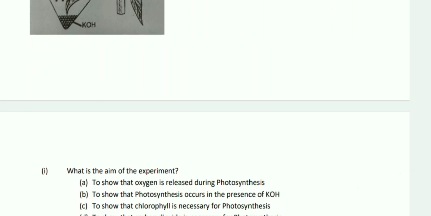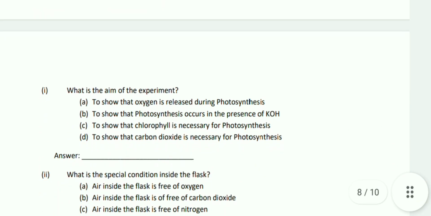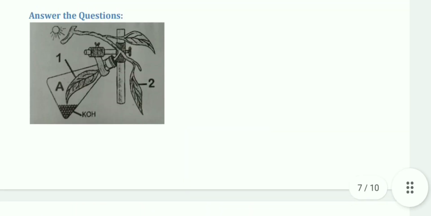Okay, so that is the first question. What is the aim of the experiment? To show that carbon dioxide is necessary for photosynthesis. Option D. So basically what do we do for this experiment? We take a plant with destarched leaves, then we insert one of these leaves inside the conical flask, which contains KOH or potassium hydroxide. What does this potassium hydroxide do? It absorbs the carbon dioxide, and then we leave this setup in the sunlight, and after a few hours we look for the observation.